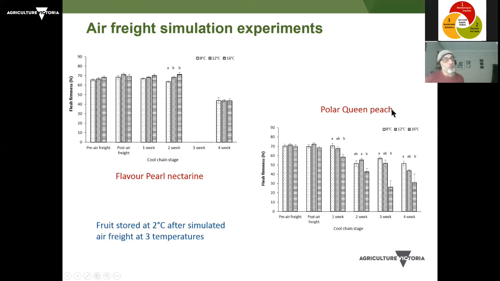But for Polloqueen peach, there is an impact of that higher air freight temperature. As you can see, the higher air freight temperature does have a significant impact as we store the fruit longer. So how temperature impacts subsequent storage potential seems to be determined by the cultivar itself. That's why we have to have a good understanding of the cultivars we're using, because the effect of temperature on subsequent storage potential is not always intuitive.